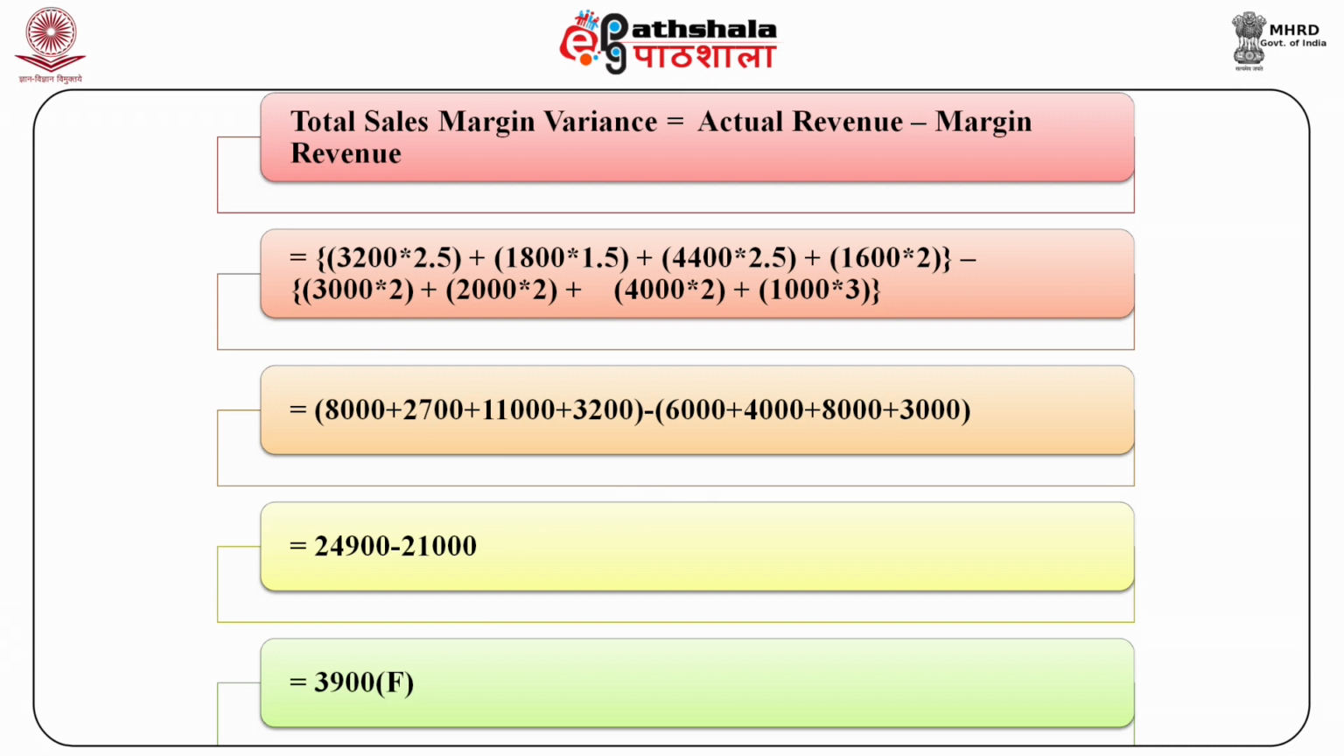Then we have total sales margin variance, that is actual revenue minus budgeted revenue. So this is 3200 multiplied by 2.5 plus 1800 multiplied by 1.5 plus 4400 multiplied by 2.5 plus 1600 multiplied by 2, minus 3000 multiplied by 2 plus 2000 multiplied by 2 plus 4000 multiplied by 2 plus 1000 multiplied by 3. This equals 3900.